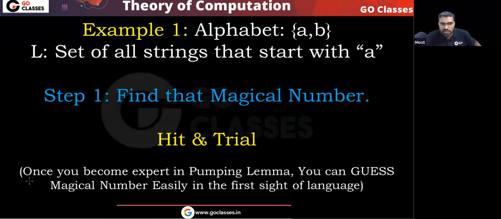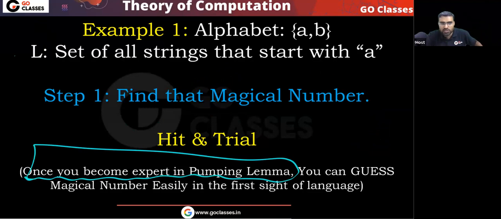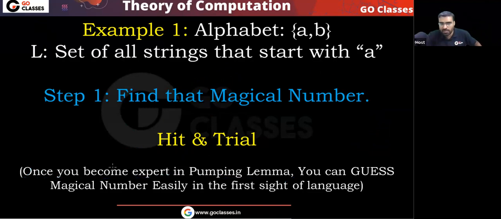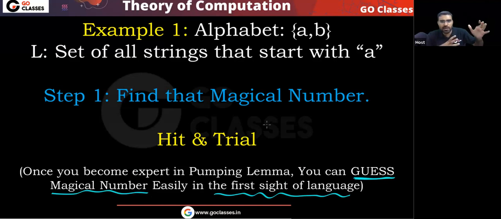So the point is simple, that we have to find this magical number, and the idea is hit and trial. But this is what I want to tell you. Once you become expert in pumping lemma, once we finish this pumping lemma, I promise you that you will be able to guess the magical number just by looking at the language. Is this clear? By the end of pumping lemma, you will become expert just by looking at the language.